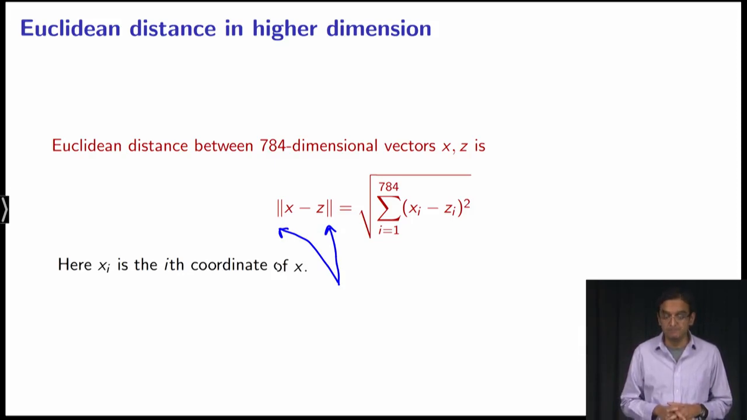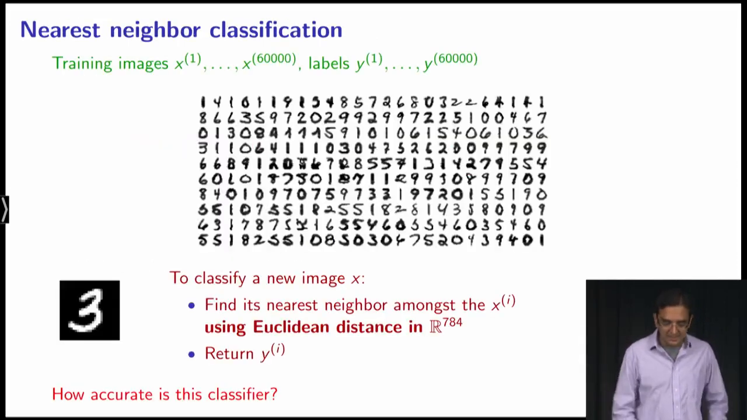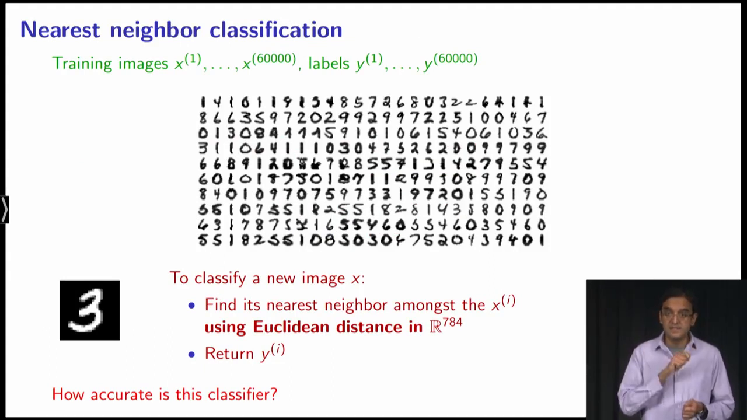Okay? Good. So now we can put nearest neighbor to work. We have our training set of 60,000 images, and to classify a new image x, we're going to look through these 60,000 images, find the one that is closest in Euclidean distance to x under this 784-dimensional vector representation that we just discussed. We're going to find that nearest neighbor and return its label.